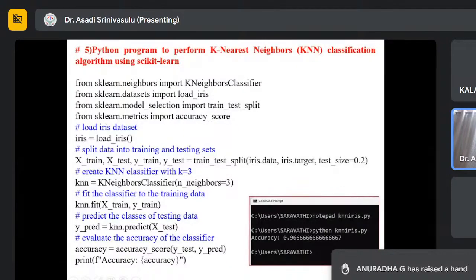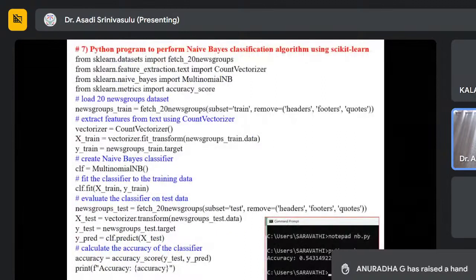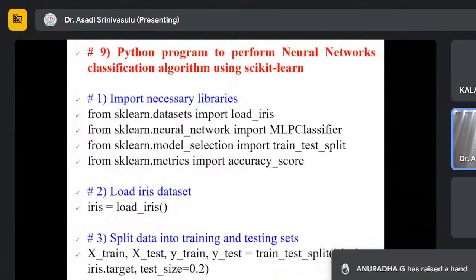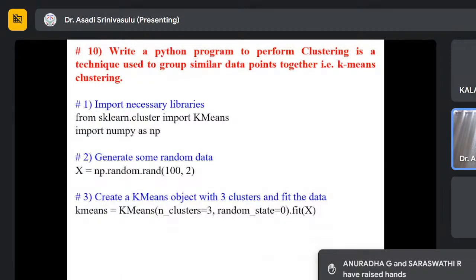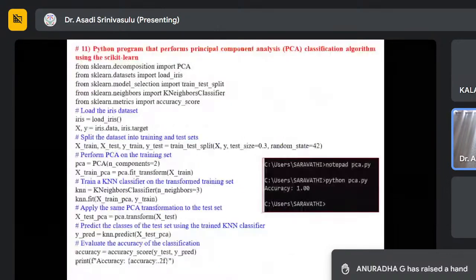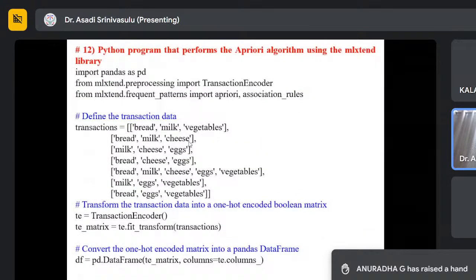In the same way, I have executed n number of applications. Decision tree, where I got 93.5%. Then Python programming using naive Bayes classification. Python program to perform random forest, and random forest classification with scikit-learn, neural networks. This is k-means clustering. Write a Python program to perform k-means clustering, PCA. This is the program I have explained. Write a Python program to perform the Apriori algorithm. I have taken the dataset like bread, milk, vegetables, and bread, milk, cheese, eggs, vegetables, like that. Now I am predicting by using this algorithm.